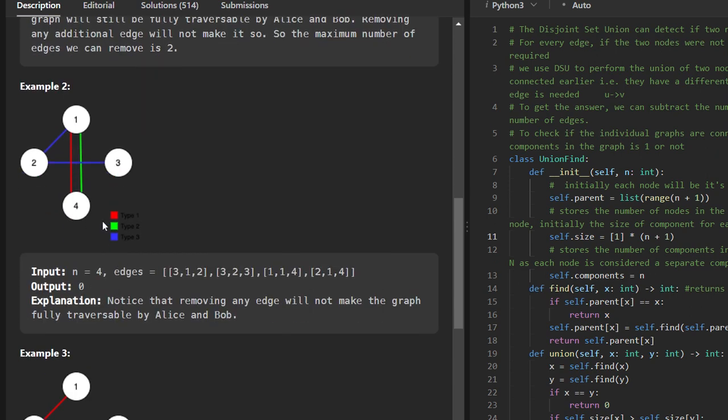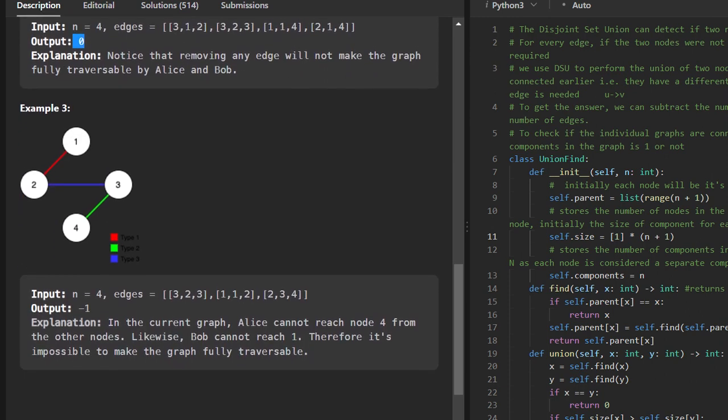Now come to this example. Again, the blue edge connects 1, 2, and 3. That is the bare minimum. Now we have to connect 4 somehow. You can clearly see the green edge for Bob is the only one, and there's no edge which we can remove. Sorry, I'm taking the reverse. This red is for Alice, so we cannot remove it because it's the only edge which connects 4. Similarly for Bob, this green is the only one which connects 4. So nothing can be removed. But one thing, they are traversable, they can still reach all the nodes. So the answer is 0 and not -1.